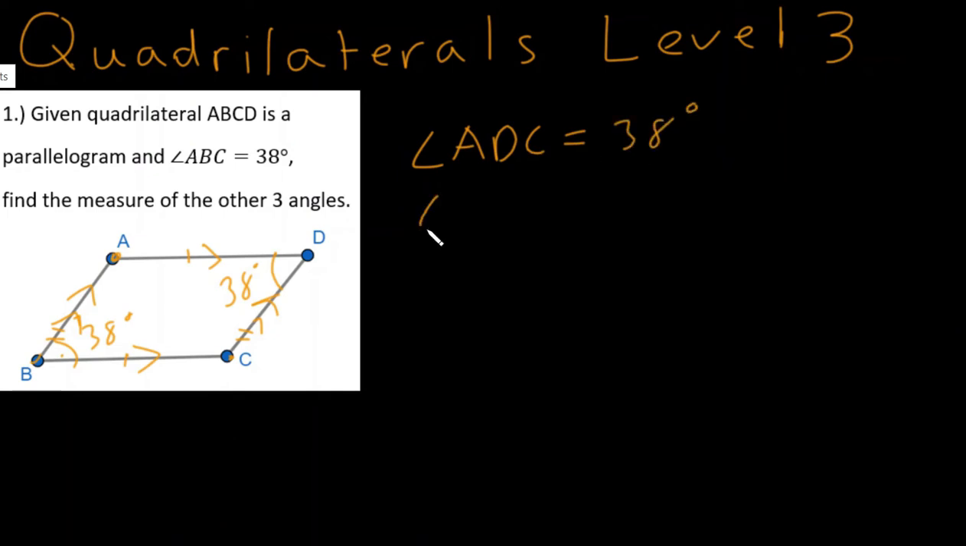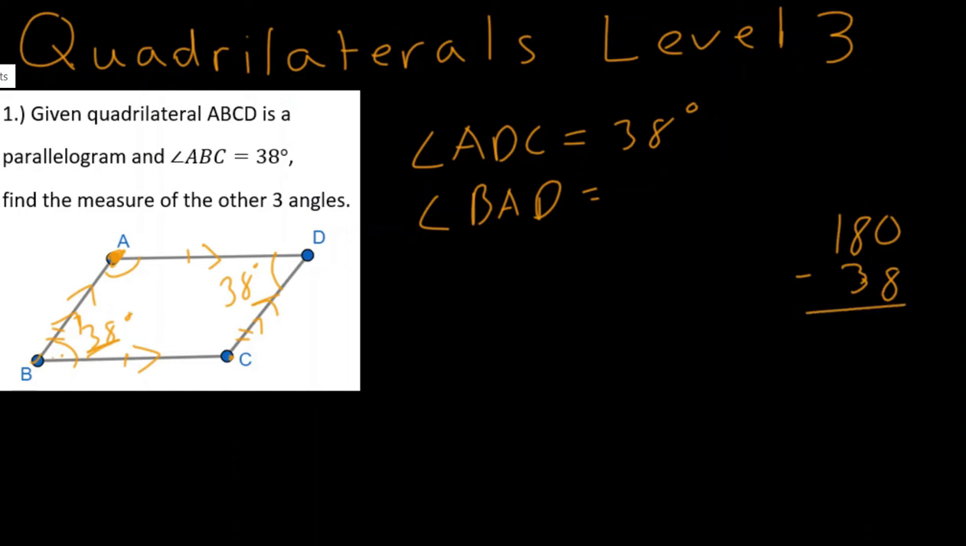Now, what about finding the angles that are consecutive or next to the given angle? So how can we find angle BAD, this top one right here? Well, remember, for a parallelogram, consecutive angles are supplementary, or they add up to 180. So if I know that this angle is 38, I can simply do 180 minus 38.